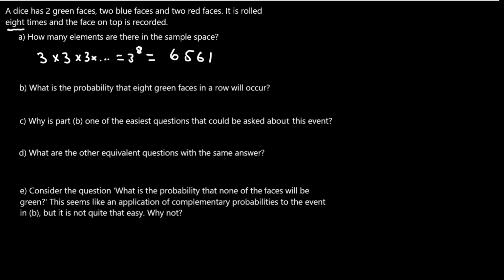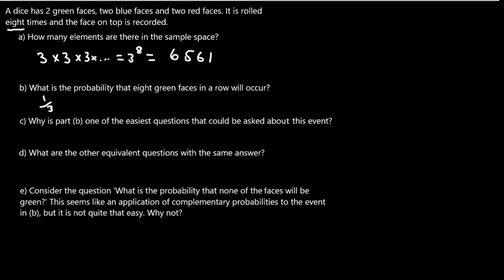Now let's look at question B. What is the probability that 8 green faces in a row will occur? Well, again, let's break this down. Instead of thinking about it as 8 in a row, let's think about it just once. What's the probability that we will get 1 green face? That'll just be 1 out of 3.